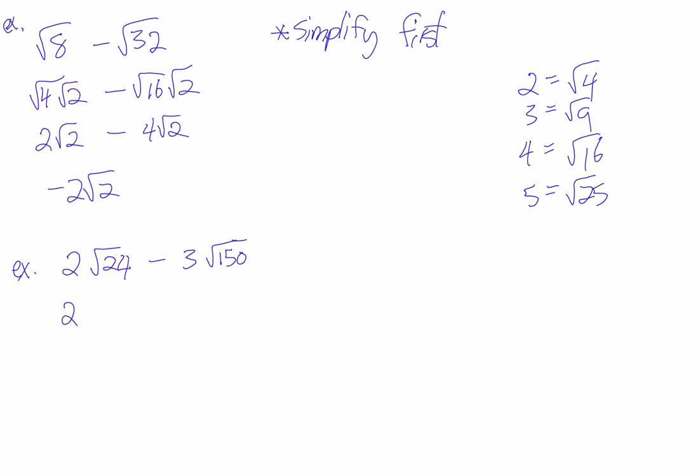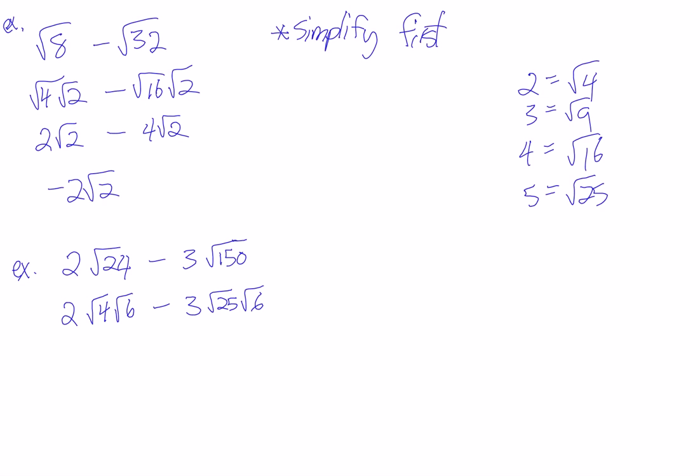The root 24, we're going to simplify it down to the biggest root that would go into it, which would be 4. So we'll have 4 times 6. And then we do the same thing with 150. So that would be 5 times 6, or 25 times 6. So 25 is our biggest root. So that'll be the simplified version.